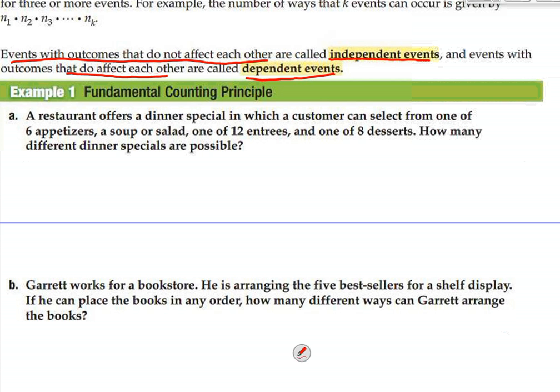And I will go through a little bit about just writing out everything that you can do, and where this is coming from as we look at these. So this first one is the fundamental counting principle. A restaurant offers a dinner special in which the customer can select from one of 6 appetizers, a super salad, one of 12 entrees, and one of 8 desserts. How many different dinner specials are possible?